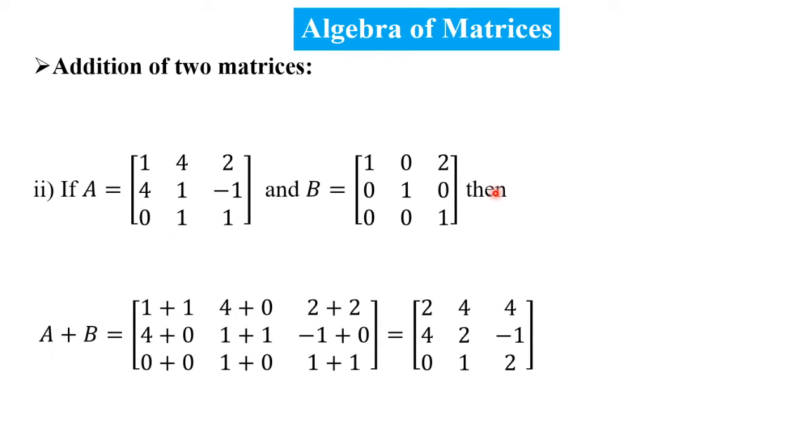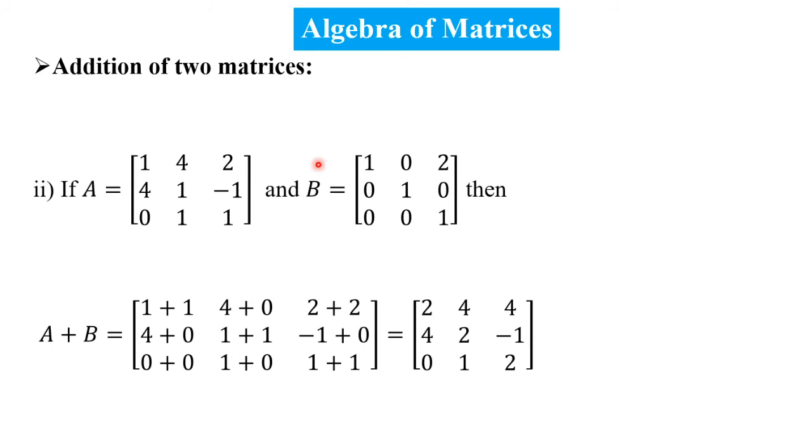Then we have to find the addition A plus B. Addition is possible only if matrices A and B have the same order. Here matrix A has order 3 and matrix B also has order 3. So addition becomes simply adding the corresponding elements.